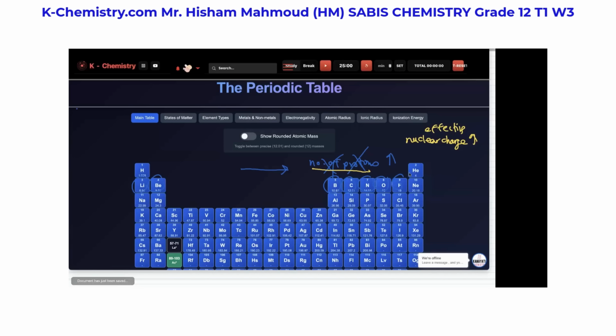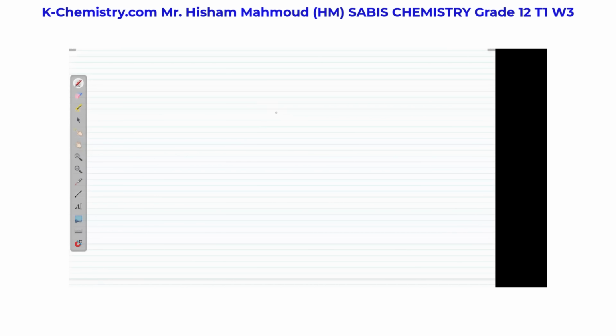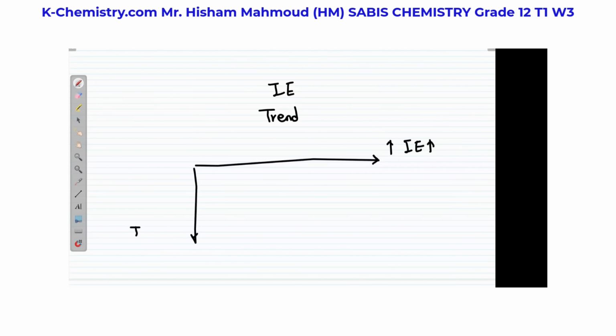The more you go to the right, the number of protons will increase. The attraction between the nucleus and the electron increases. So it becomes more difficult for the electron to be removed. That's why the ionization energy increases. So the summary of the trend of the ionization energy: when you go from left to right, the ionization energy increases, and when you go down, the ionization energy decreases.